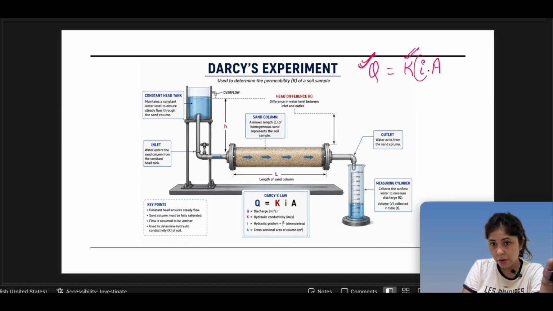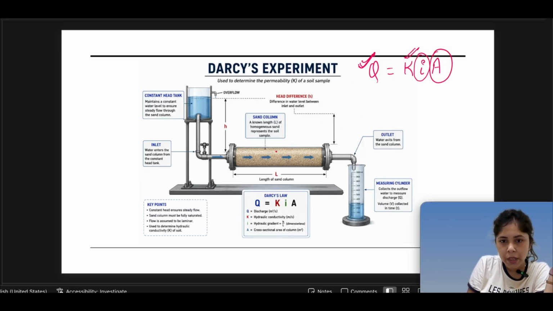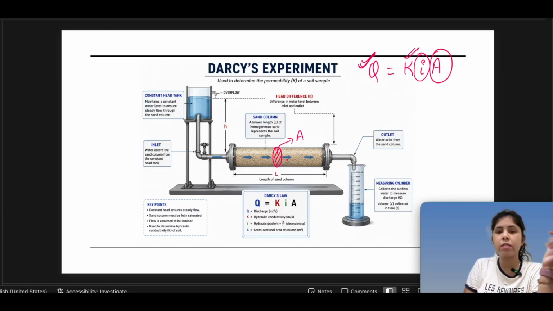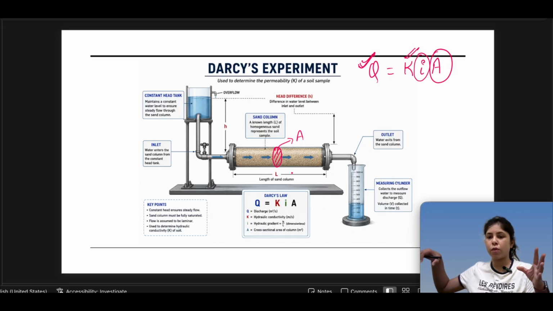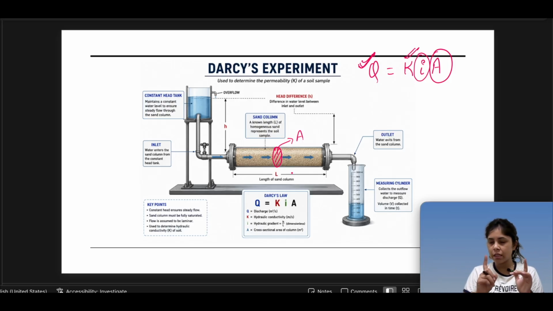I is the hydraulic gradient, which we will learn about shortly, and A is the cross sectional area. Water is passing through this cross section, right? So this is the cross sectional area of sand. The bigger the cross sectional area, the more water can flow, right? So that is the case.